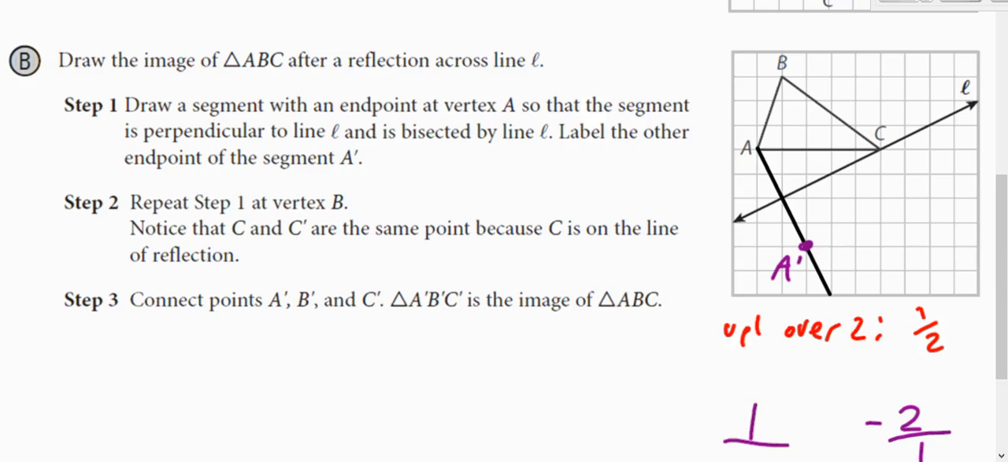Do the same thing for B. Slope is -2, so from B, we need to go down 2 over 1, down 2 over 1. There's our perpendicular line for our accurate reference there. And then to get to the line, we had to go down 2 over 1. We have to do that twice. That's how far away B prime will be. Down 2 over 1, down 2 over 1. We do that twice to get to B prime.